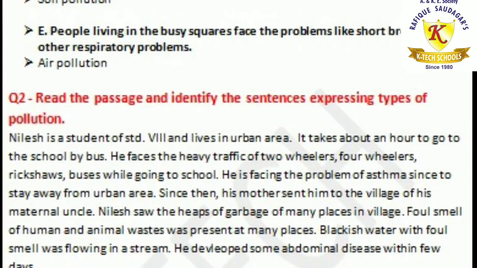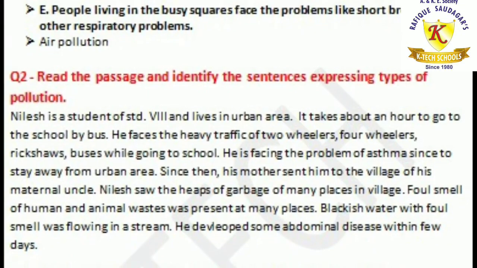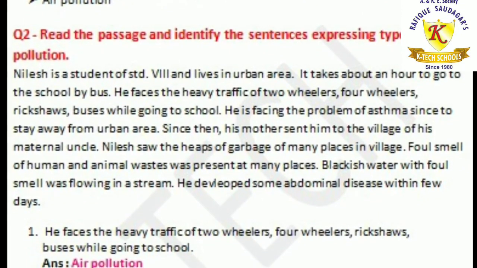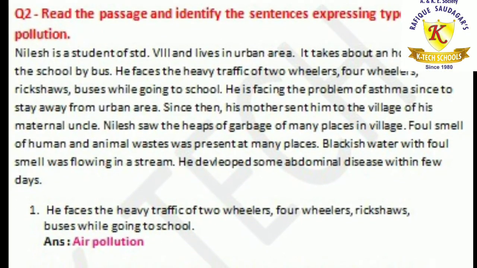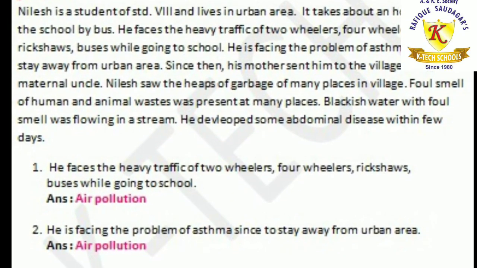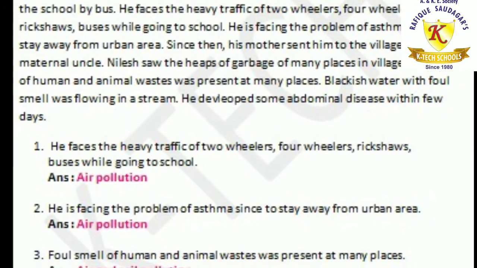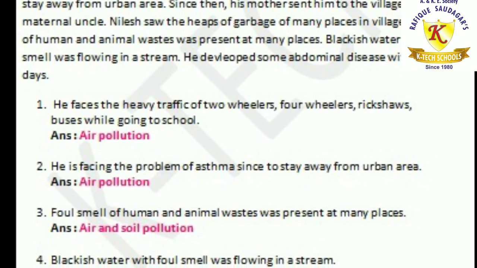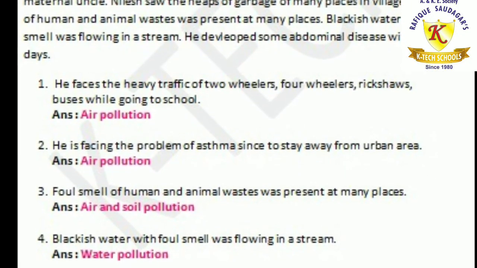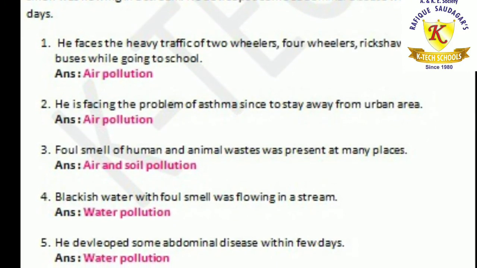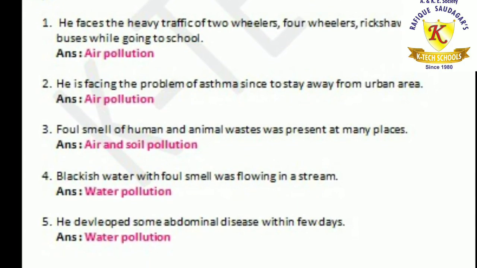Question number 2 is: read the passage and identify the sentences expressing types of pollution. In this paragraph, you have to read it very attentively and find out the sentences which identify or say about some kind of pollution. Like, he is facing the problem of asthma. So which kind of pollution is there? Air pollution. Correct. You need to write like this.